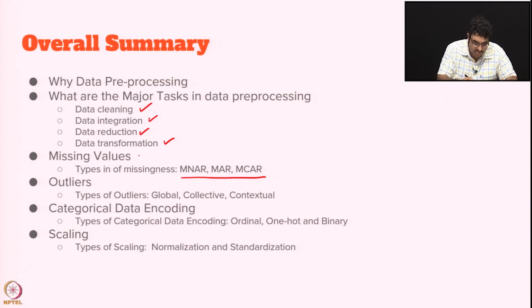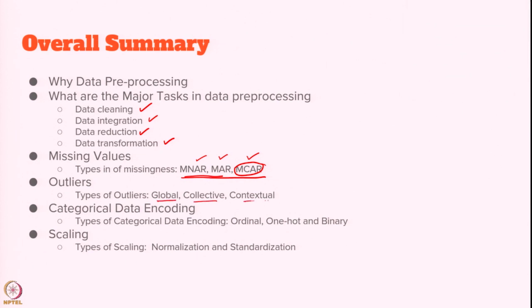We also saw what missing values are, why they occur, and the types of missingness: MNAR, missing not at random; MAR, missing at random; and MCAR, missing completely at random. If it is missing completely at random, we can directly delete it. For the other two cases, we have to do some imputation or collect the data in a better way. We also understood what an outlier is and the types of outliers: global, collective and contextual. And we saw how a box plot is used to detect an outlier.